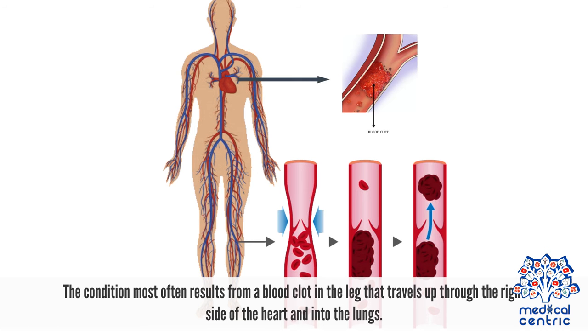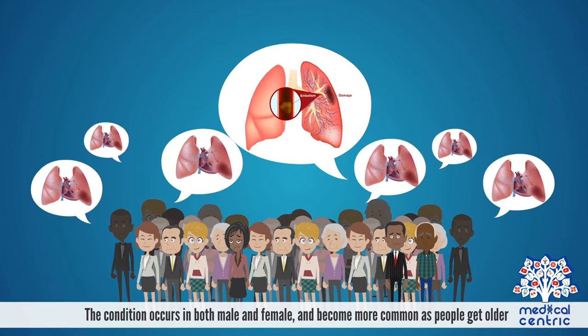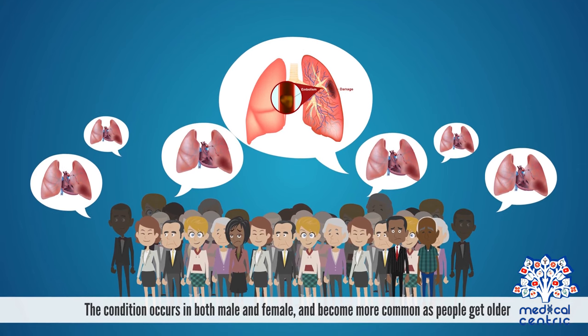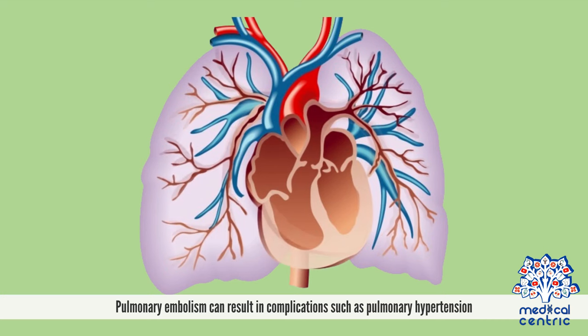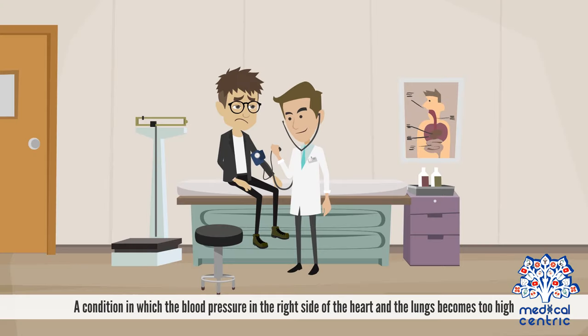The condition most often results from a blood clot in the leg that travels up through the right side of the heart and into the lungs. The condition occurs in both male and female and becomes more common as people get older. Pulmonary embolism can result in complications such as pulmonary hypertension, a condition in which the blood pressure in the right side of the heart and the lungs becomes too high.